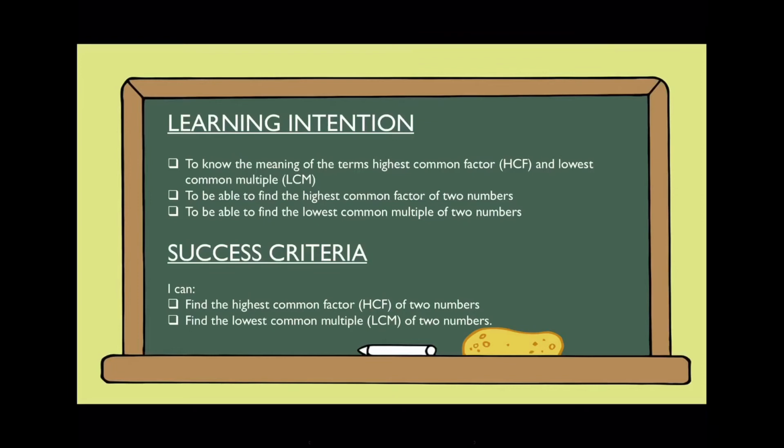Alright, the learning intention of this particular video is we're going to be exploring the meaning of the terms highest common factor and lowest common multiple. We're going to be able to find the highest common factor of two numbers. And lastly, we're going to be able to find the lowest common multiple of two numbers as well.